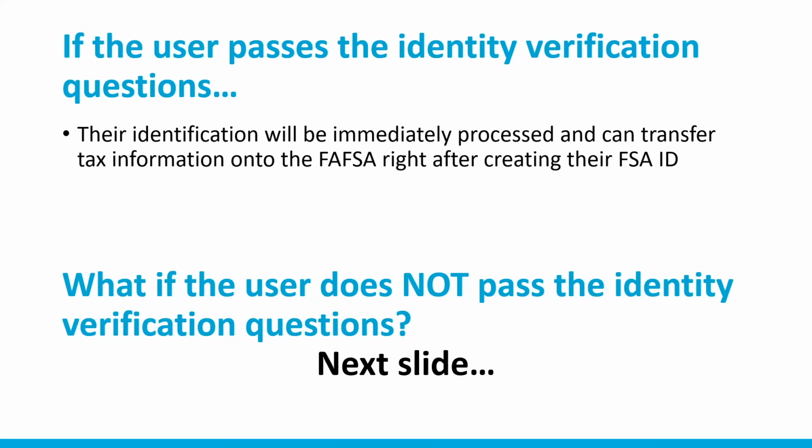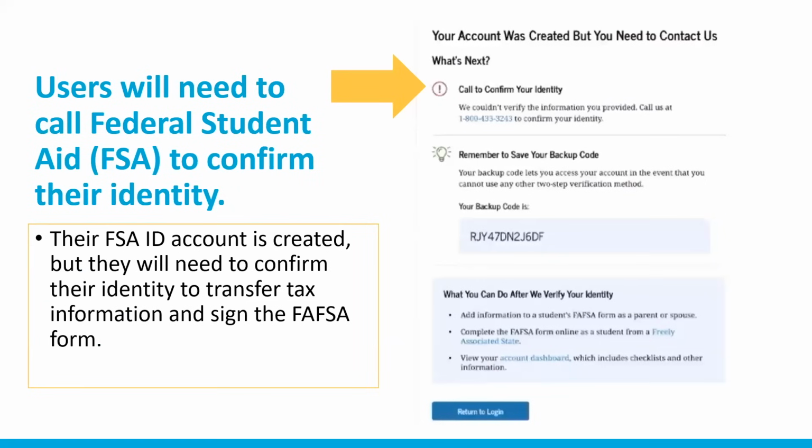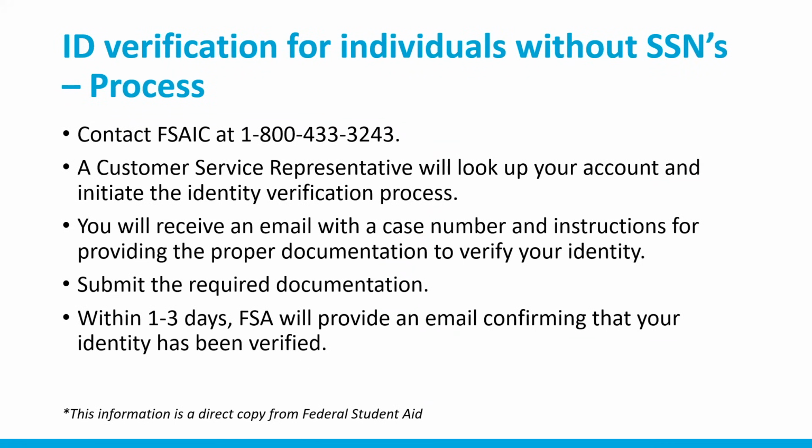Now, what happens if you don't pass the identity verification questions? In such a scenario, you'll need to contact the Federal Student Aid Information Center to confirm your identity. However, the specifics of this process might still be somewhat unclear at the time of the creation of this video. If you require assistance during this procedure, consider reaching out to your high school counselor, college academic advisor, or your college's financial aid office.